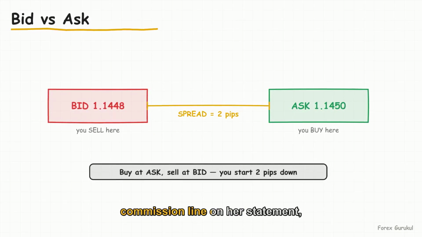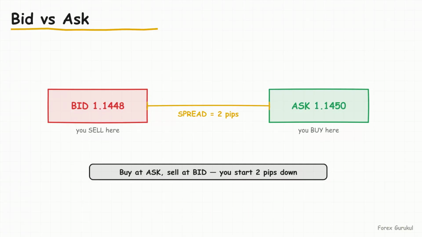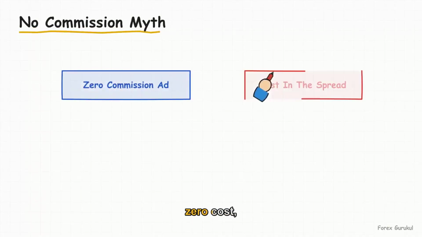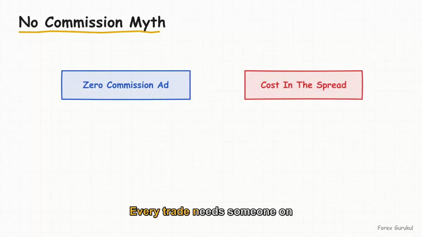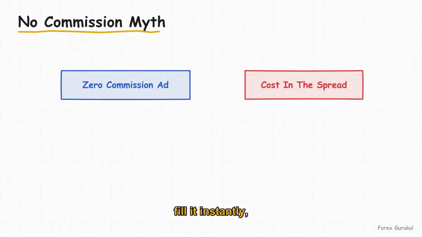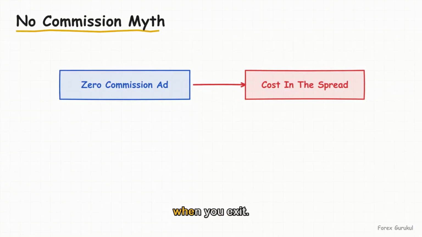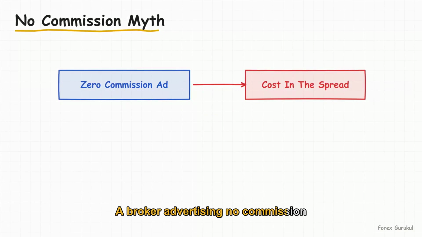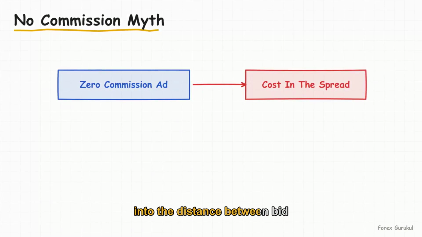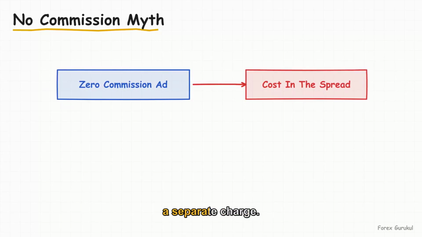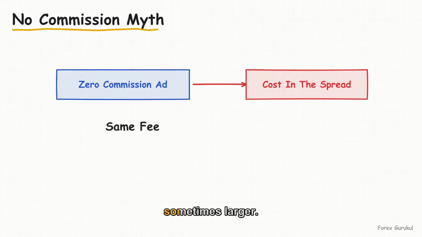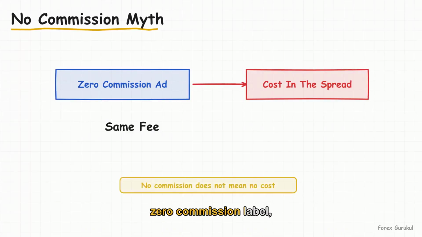So if there is no commission line on her statement, where did that cost actually go? Here is the part brokers do not put in the marketing. Zero commission does not mean zero cost, it means the cost moved. Every trade needs someone on the other side willing to fill it instantly, and the spread is the price of that immediacy, paid every time you enter and again when you exit. A broker advertising no commission has simply folded that fee into the distance between bid and ask instead of writing it as a separate charge. The cost is the same, sometimes larger. The only thing that changed is where you can see it. So before you trust a zero commission label, you need to know exactly how that hidden fee gets measured.